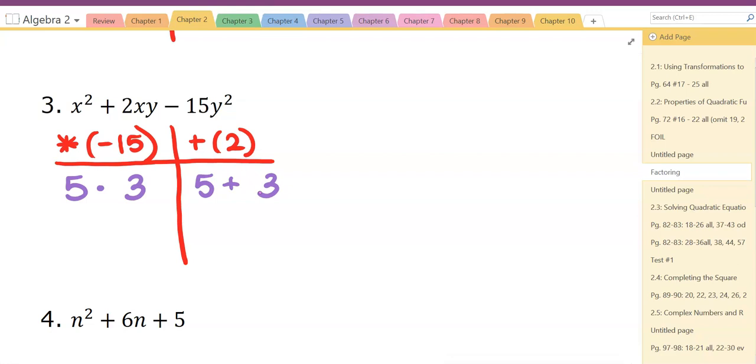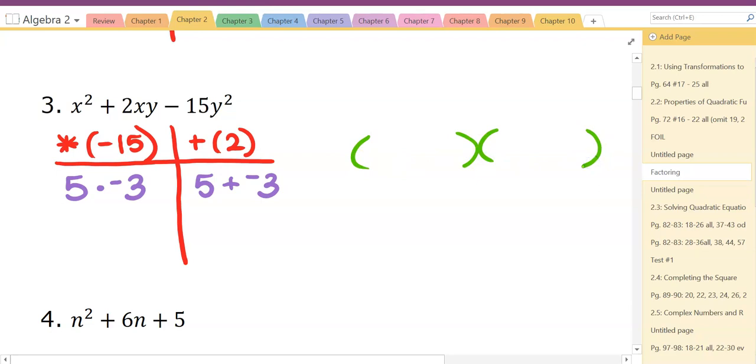So am I going to do 5 plus negative 3 or negative 5 plus 3 to get positive 2 to come out? 5 minus 3 would be 2, right? So 3 should be negative. So 5 times negative 3, 5 plus negative 3.